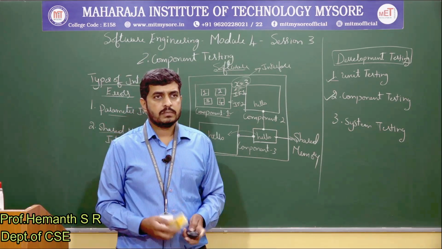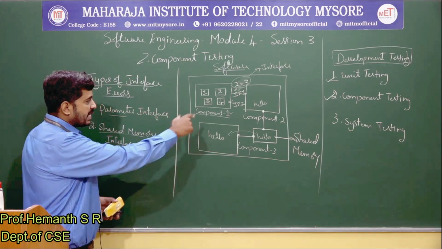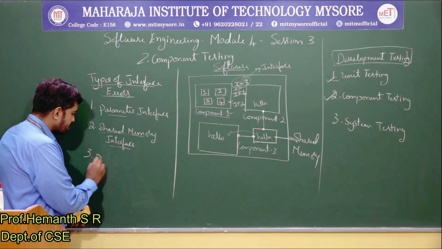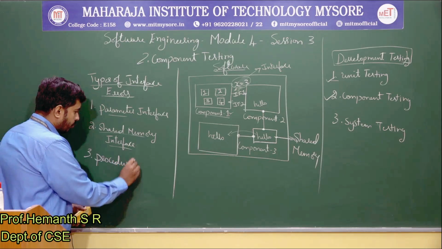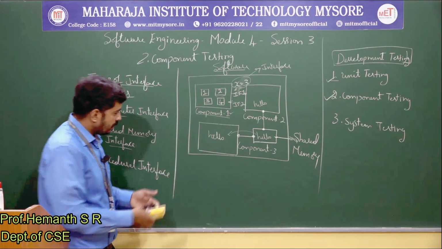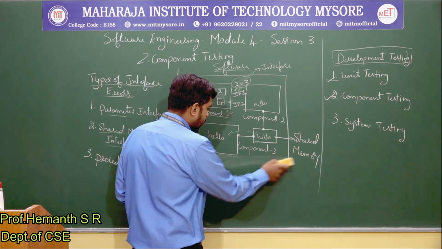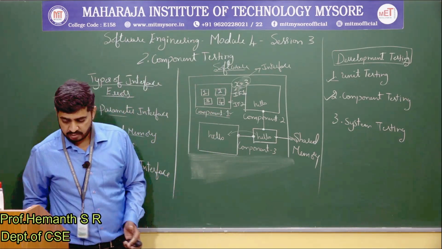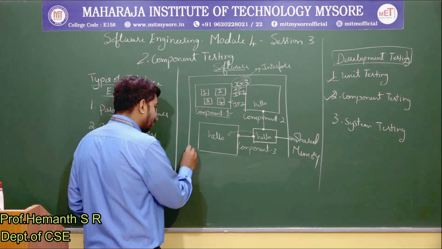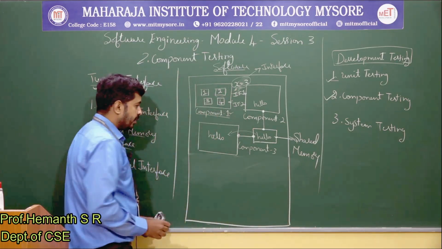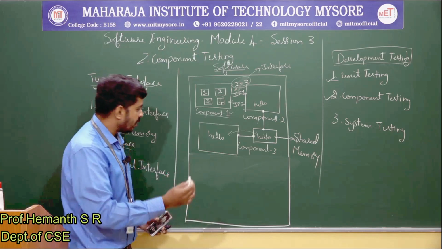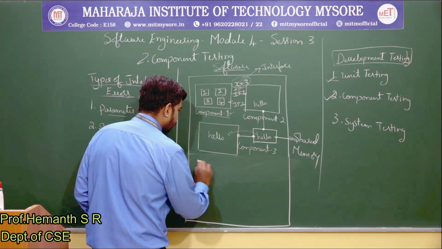Now we will go into the third type of interface that can exist between the components. The third type is called the procedural interface. So what is a procedural interface? We'll expand this software to include a few more components, so that we get a better understanding of what a procedural interface is. In the previous cases I just had 3 components, and I'll add a few more components here. I'll add component number 4.